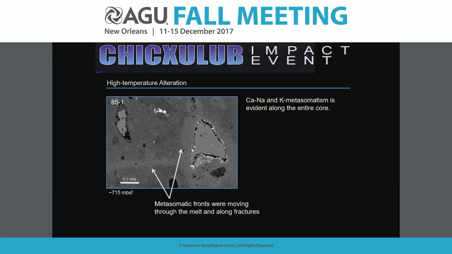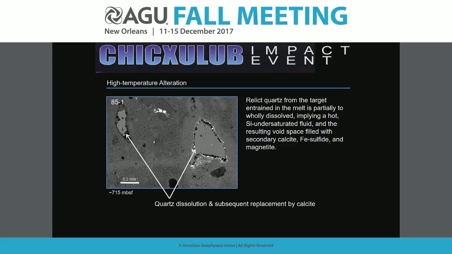So there's a couple of things I want to show in this diagram. First, there are these metasomatic fronts that we're moving through the impact melt. This is the impact melt. It's composed of a microcrystalline assemblage of feldspar and high calcium pyroxene. You have these metasomatic fronts moving through the impact melt, and also fluids are sometimes preferentially concentrated along fractures, so the alteration is enhanced in those regions.